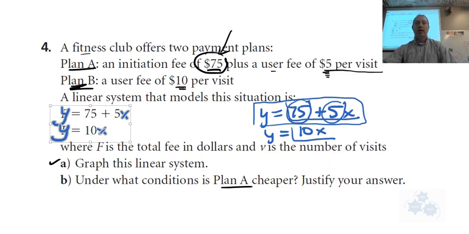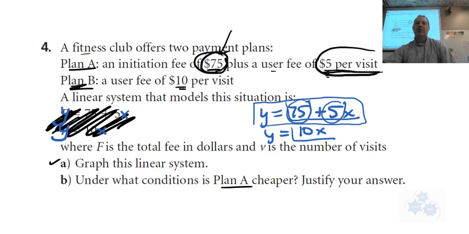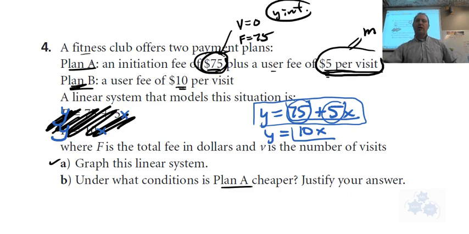So let's just say you weren't given these equations. An initial fee of $75 and $5 per visit. This is a rate. So that's going to be the slope. An initial fee is the initial payment, right? So that's at visits 0. Your fee is $75. You see that? That's an upfront fee. So this is a y-intercept. So you should be able to look at this and be able to create an equation with that.